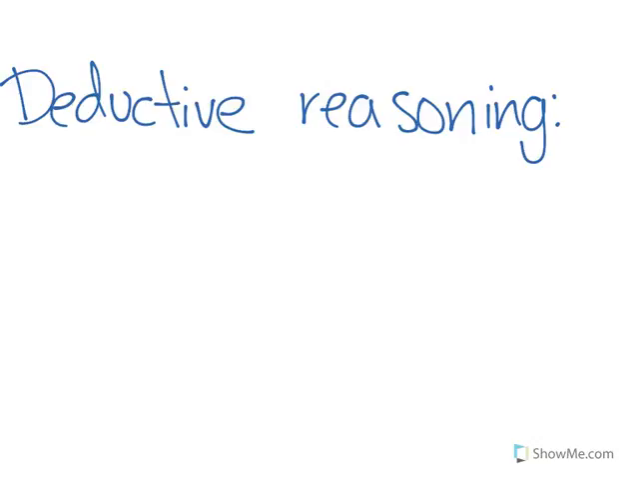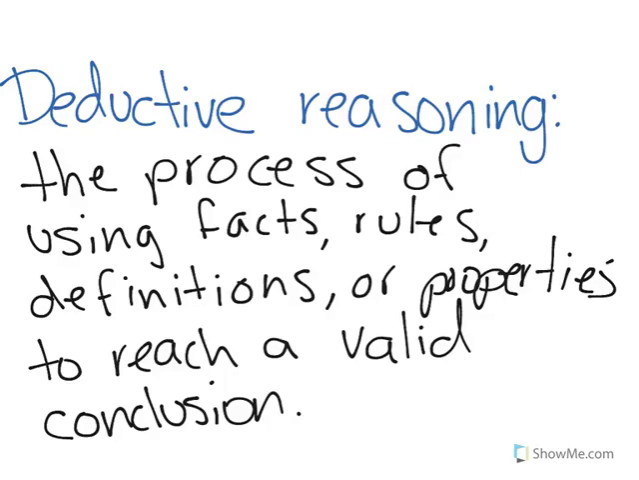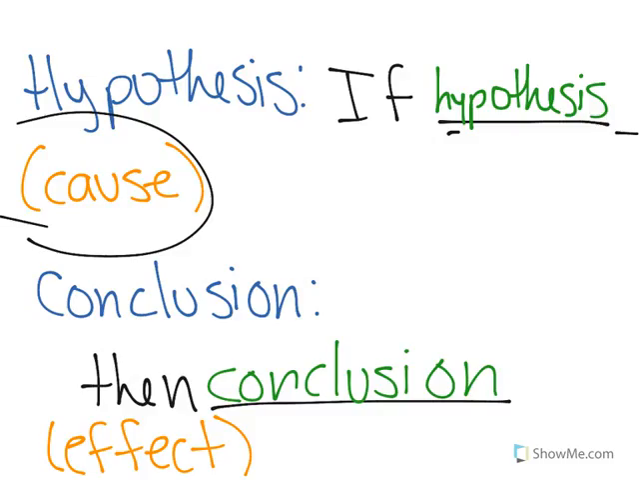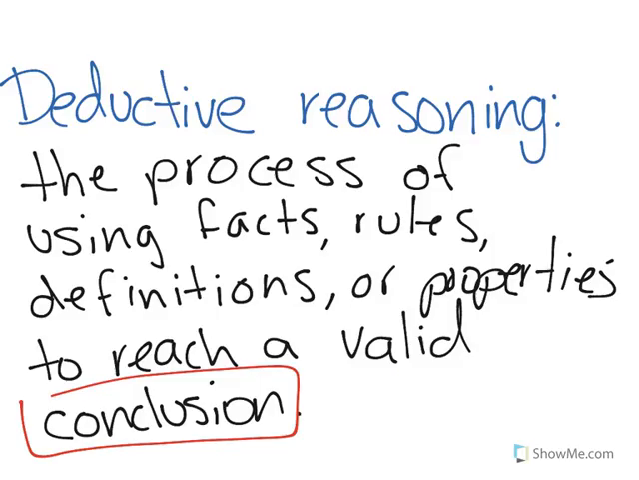Now we come to another concept, which is deductive reasoning. Deductive reasoning is the process of using facts, rules, definitions or properties to reach a valid conclusion. So this is very important because we have our keyword conclusion that we just learned. Why does it say to reach a valid conclusion and maybe not a valid hypothesis? Well, this is a very interesting property of an if-then statement.